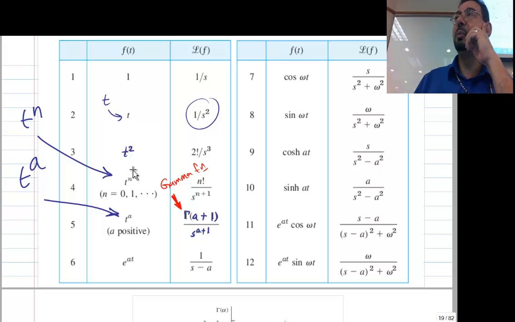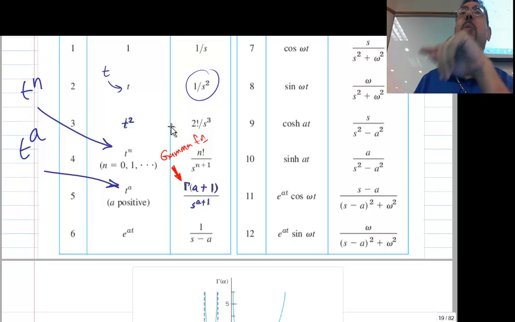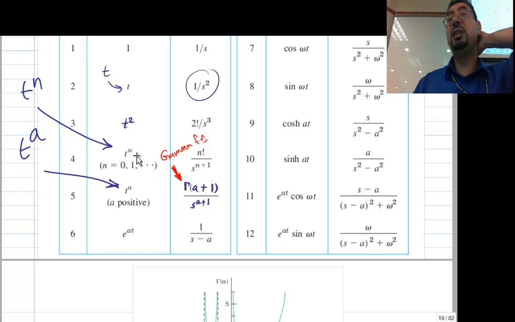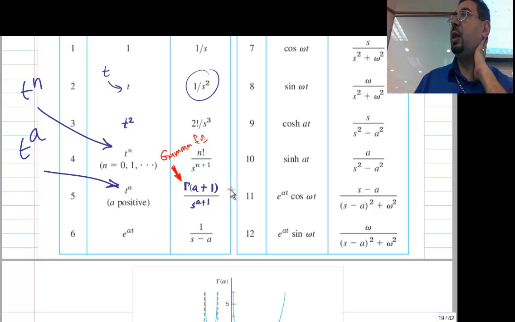Upside down over there. Okay, so the t squared becomes 1 over s cubed, and then you have a factorial 2, which is, what's the factorial of 2? 2 times 1, which is 2, right? And in general, t to the power n, where n is 0, 1, 5, 10, 100, it's basically factorial n over s to the n plus 1. So t to the power 7 gives factorial 7 over s to the power 8. Piece of cake, right?